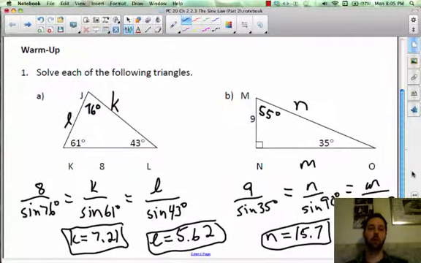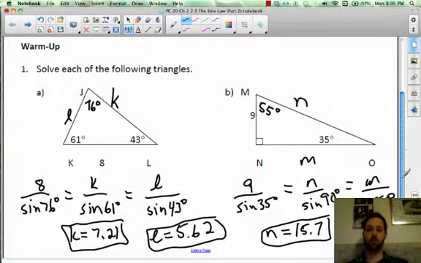So here's your warm-up. You can go ahead. If you did it, you did it. If you didn't, here are the answers. Make sure you understand how to get these answers, because this type of question will definitely appear on the next exam. Resolving triangles using the sine law. So there you go.